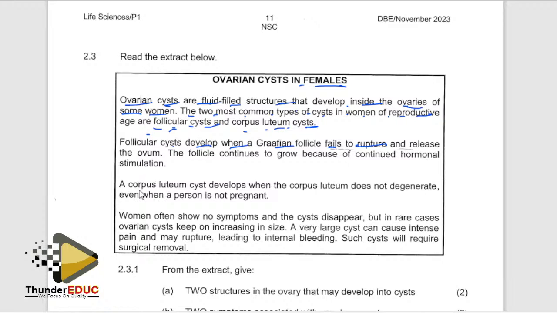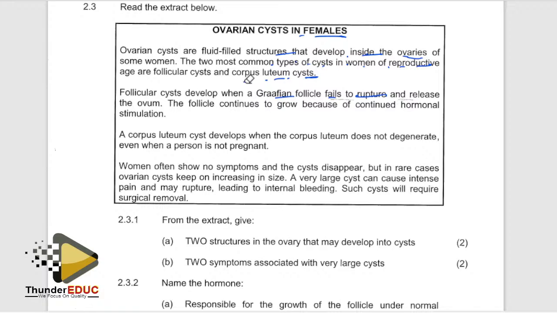The corpus luteum cyst develops when the corpus luteum does not degenerate. They are saying that a woman often shows no symptoms and the cyst disappears, but in rare cases the ovarian cyst keeps on increasing in size, and a very large cyst can cause intense pain and may rupture, leading to internal bleeding. Such a cyst will require surgical removal.